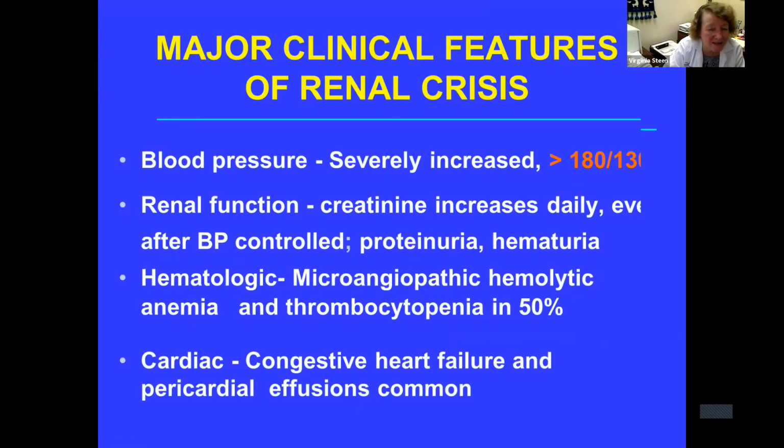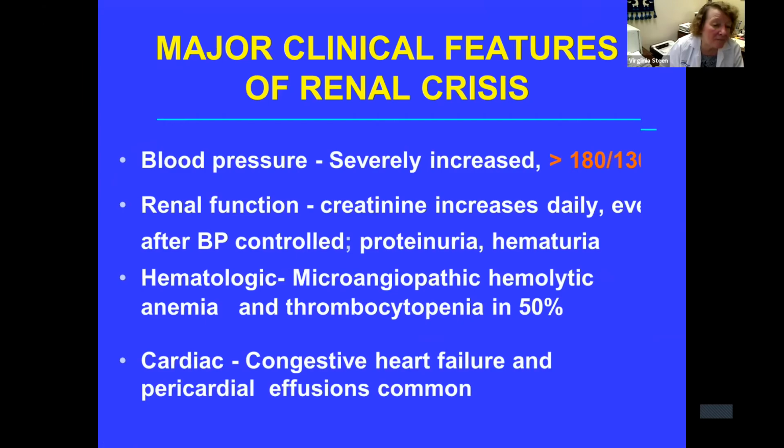So renal crisis used to be the most feared condition, and now we have had good treatment for it for a long time. And I'm sure many of you have seen some of our patients that have been in the hospital. These patients often have severely increased blood pressures. Their creatinine rate increases daily.